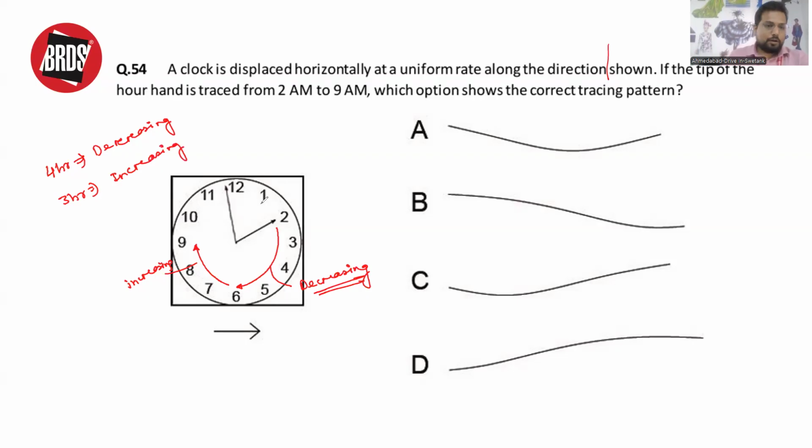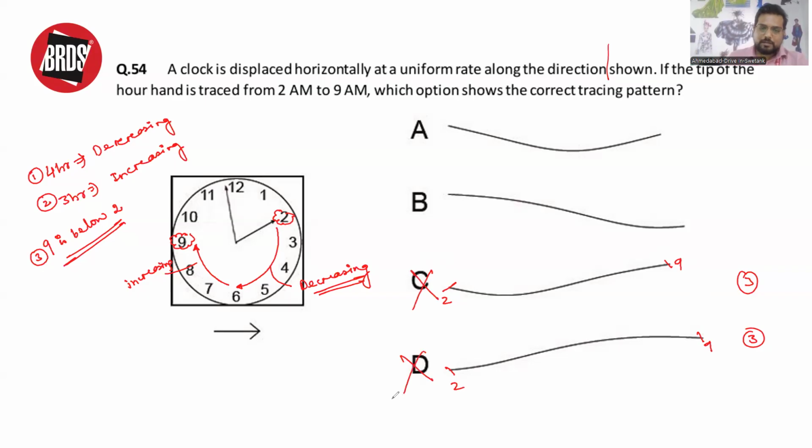Along with that one, the level of the 9 is below 2. So the third thing I have to find out is that 9 is below 2. These three things I have to keep in my mind for solving this question. By that third point, I can eliminate these two options, because in them, if this is 2, 9 is above that one. So these two options are the wrong ones.